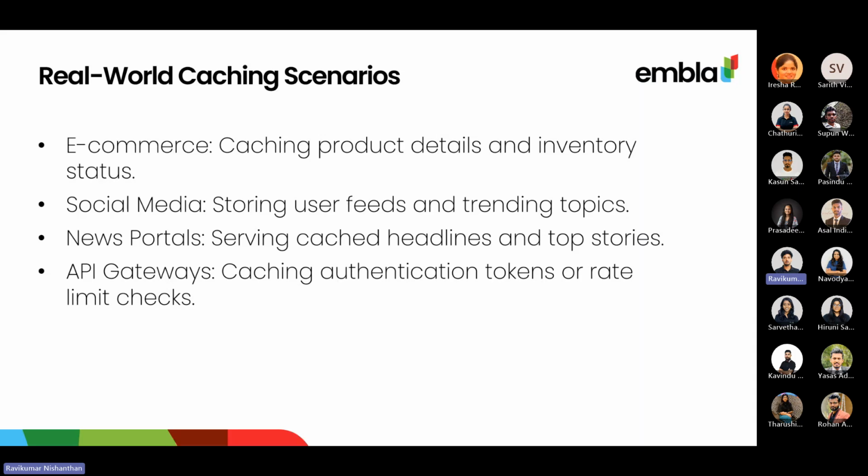Third one is news portals. News websites cache headlines and top stories, refreshing them every few minutes. This ensures visitors always see the latest news almost instantly, even during high traffic breaking news events. Lastly, API gateways. Gateways often cache authentication tokens and rate limit checks to avoid repeated calls to the authentication server. This can drastically cut latency for services that handle millions of requests per second.